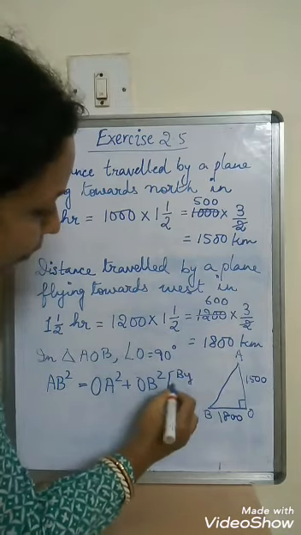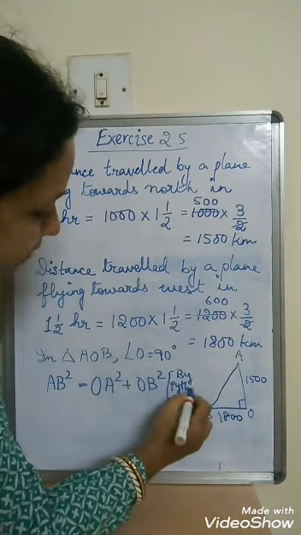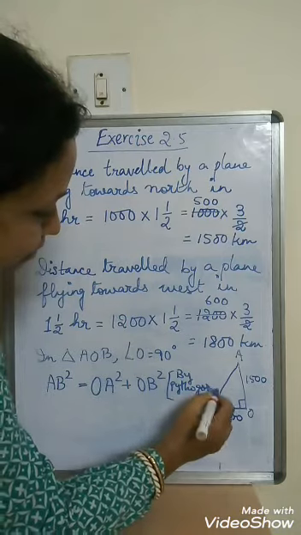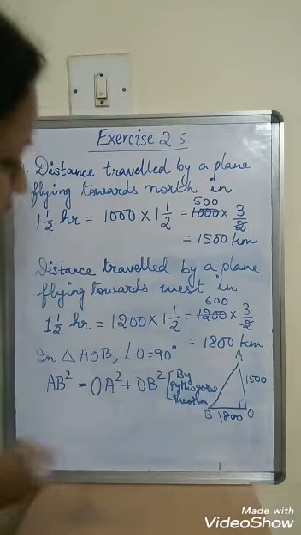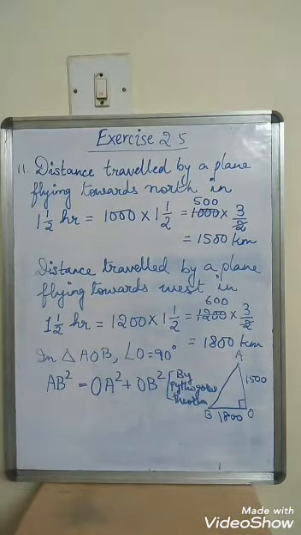By Pythagoras theorem, right? Now, what we have to find out is AB square.